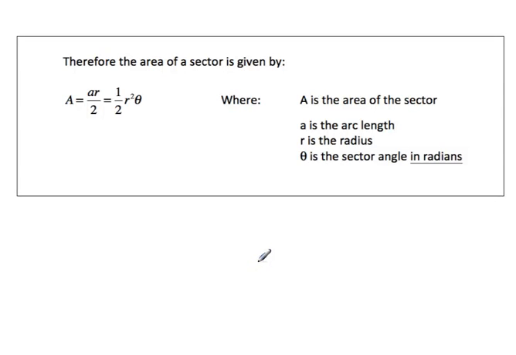So this is just a summary of those two points. The area of a sector is equal to a r over 2, or a half r squared theta, where capital A is the area of the sector, lowercase a is the arc length, r is the radius length, and theta is the sector angle in radians. And this is really important, that theta has to be in radians. If you try plugging an angle in degrees into this, you'll get an incorrect answer. So if you're given theta in degrees, you have to convert it to radians to use the formula.